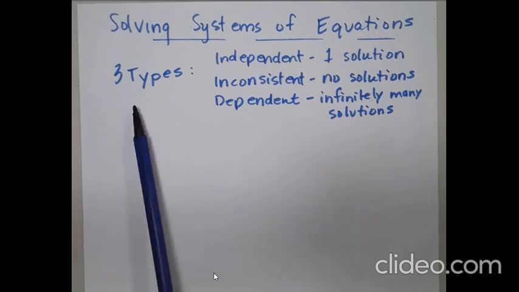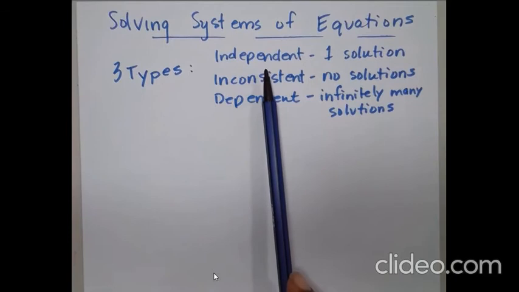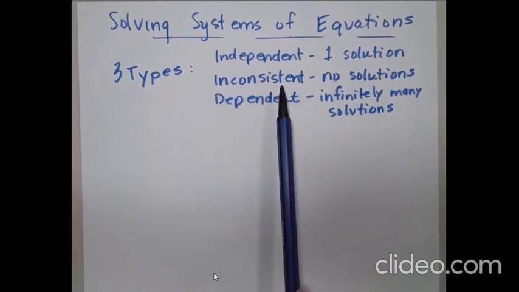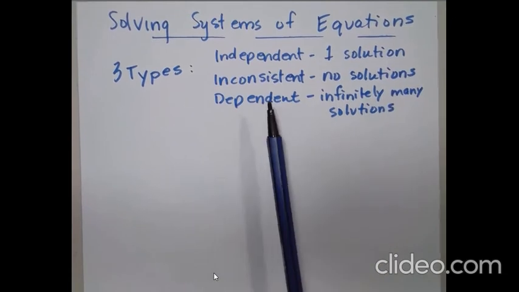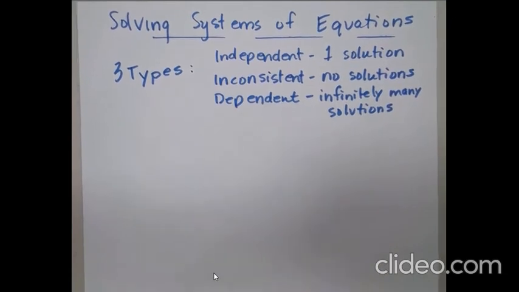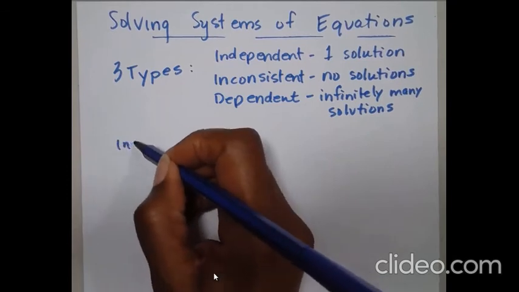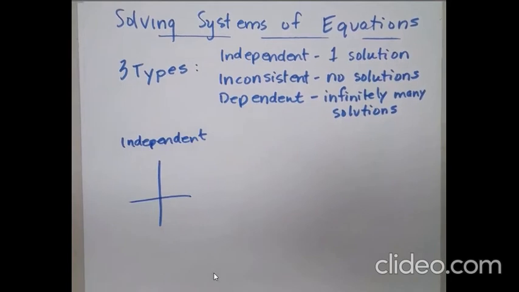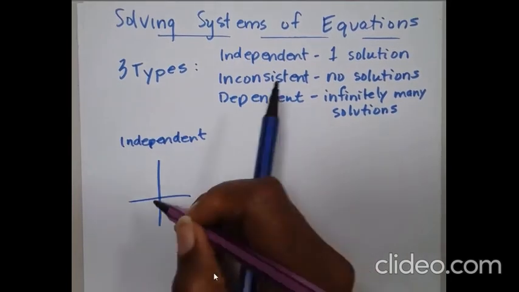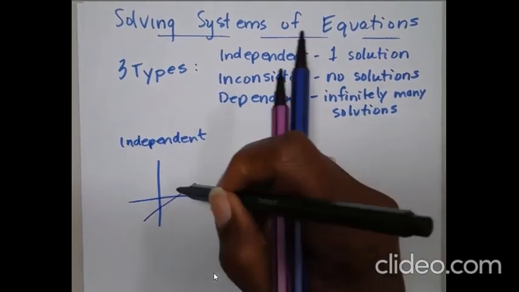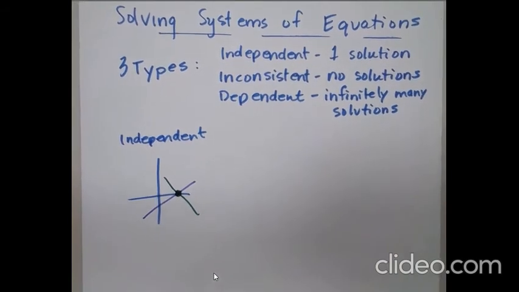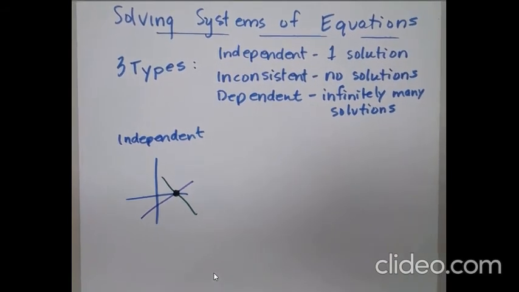As you can see, there are three types of systems. One is independent, which means it has one solution. Inconsistent systems have no solutions, and dependent systems have infinitely many solutions. As an example, an independent system would look like this. You'd have two graphs, let's say one here and one here. Where they cross, this is just one solution for an independent system.